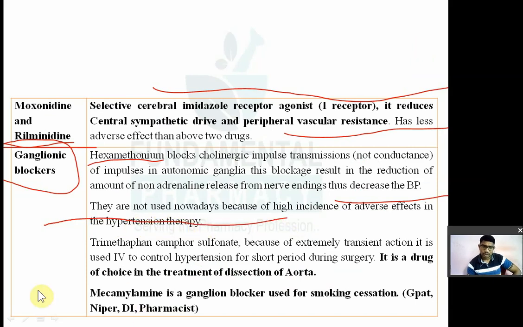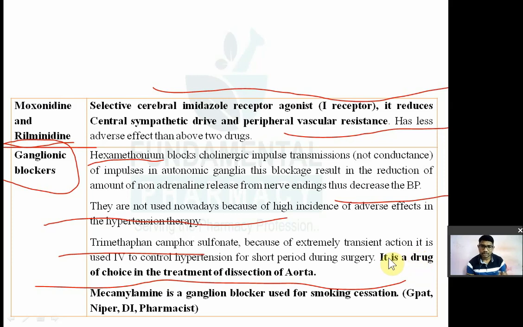Another drug is trimethaphan camphorsulfonate. Because of its extremely transient action, it is given intravenously. Transient action मतलब ये बहुत ही short duration of action होता है. So it is used in the form of intravenous injection. It is a drug of choice in the treatment of dissection of aorta.